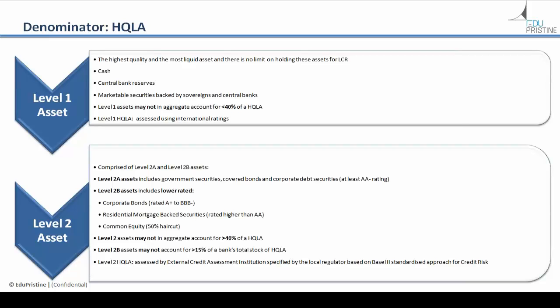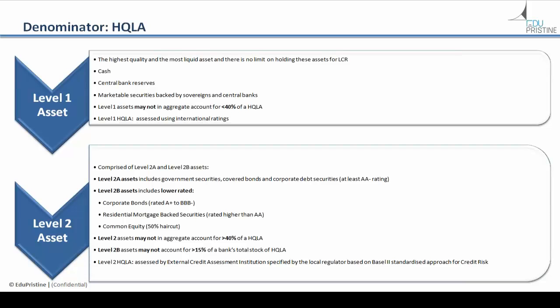Like I said earlier, HQLA refers to high quality liquid assets. HQLA is primarily divided into two, level 1 and level 2 assets. Level 1 refers to the highest quality liquid assets, and there is no limit to holding these assets for LCR. The characteristics for any asset to be considered HQLA are that you need to have low credit and market risk. The asset has to be well diversified, you need to be able to value it easily at any point in time, and there needs to be a low correlation with risky assets. And the HQLA has to be eligible for central bank intraday liquidity and overnight facilities as well.